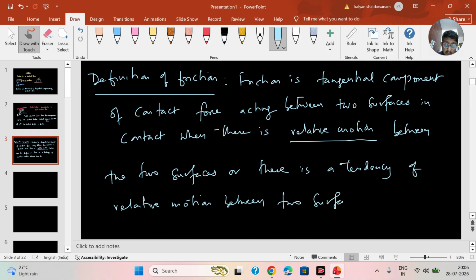Very complicated looking definition of friction, but it has all the ideas in it. So let me explain this. Friction is the tangential component of contact force. There is another component, the normal component, which we simply call the normal force. So specifically, friction is that component of contact force which is parallel to the surface. And when does it come into the picture? It is acting between two surfaces in contact. Both the surfaces must be in contact for there to be friction.